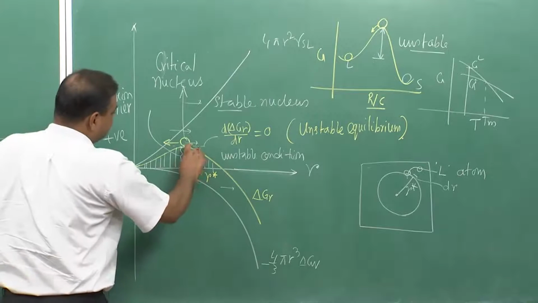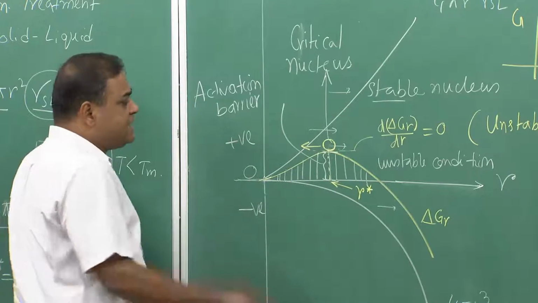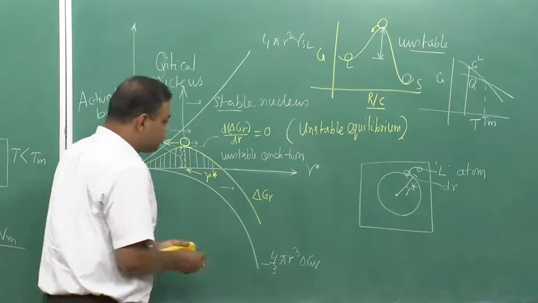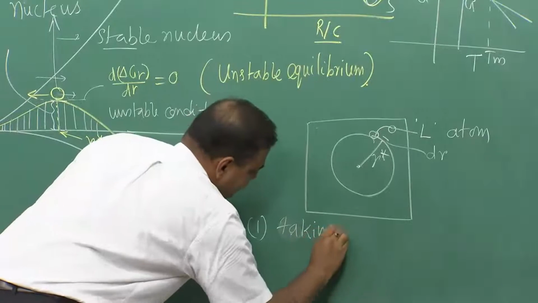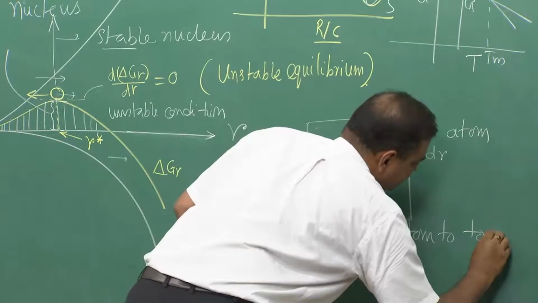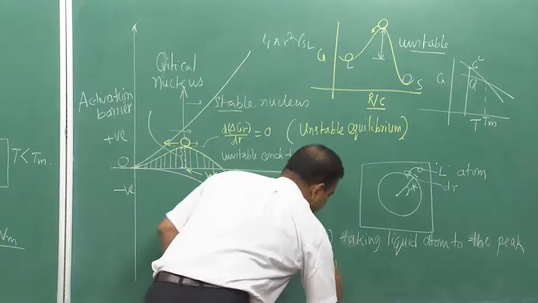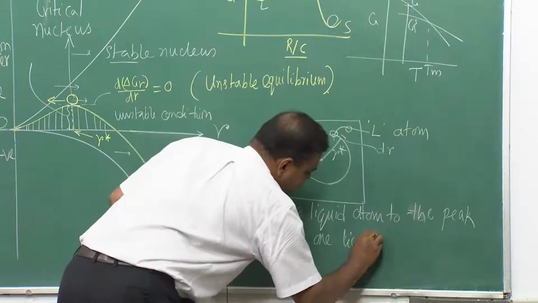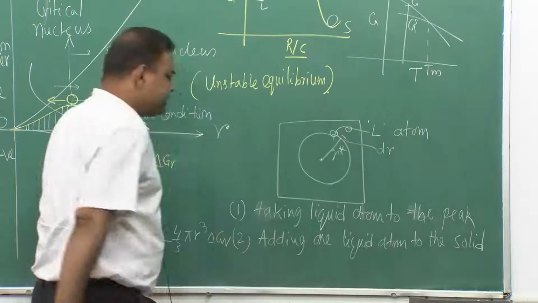Now, whenever I am trying to cross this barrier, there are two events. One is it has to get sufficient excitement to cross this barrier. The other one is that another liquid atom should join the solid surface. So, that means two events: one is taking the liquid atom to the peak point, and the second one is adding one liquid atom to the solid. So, these two events are taking place.